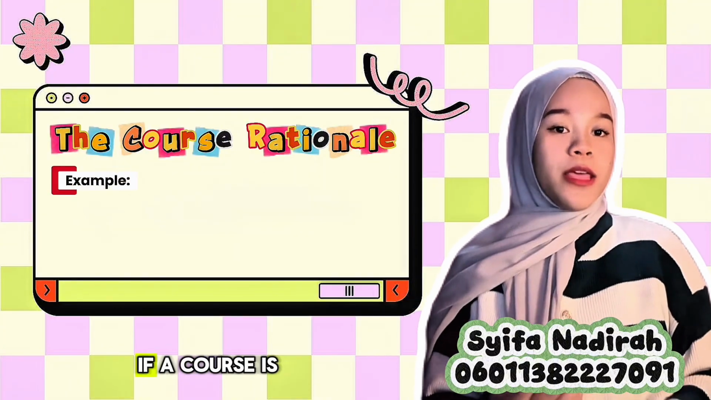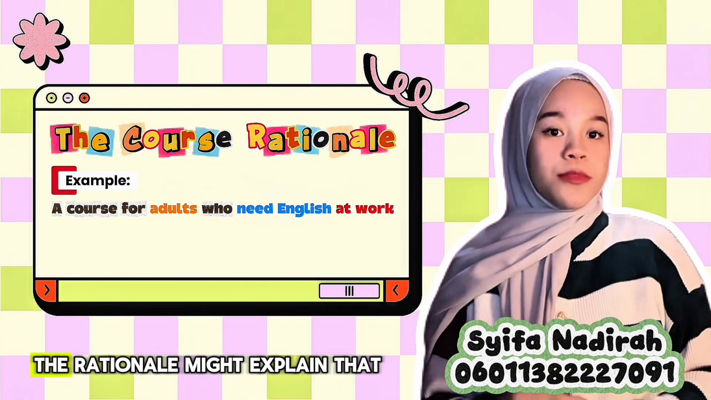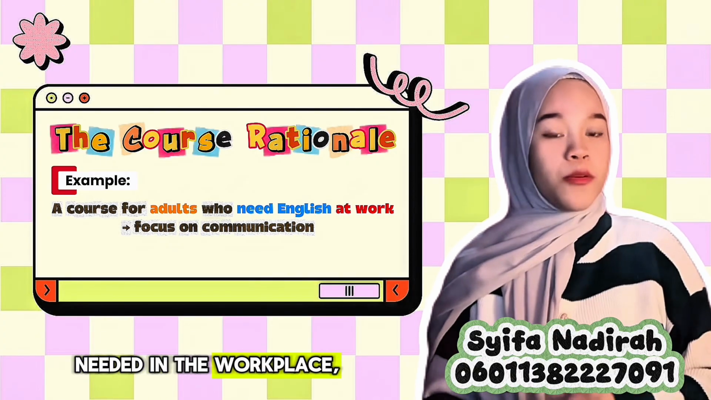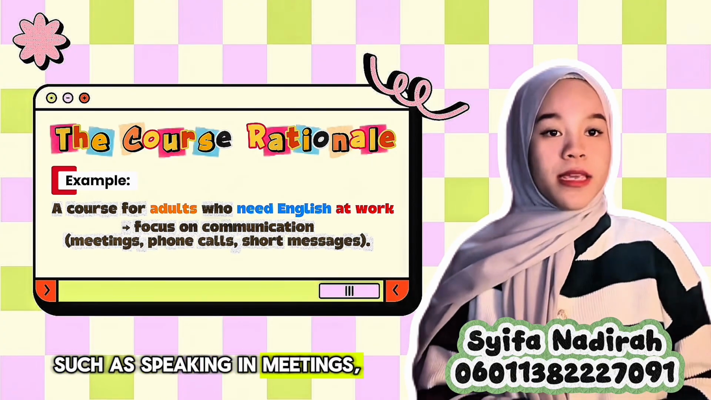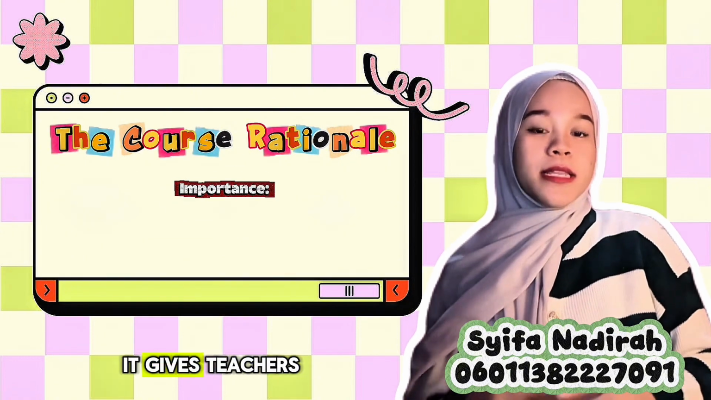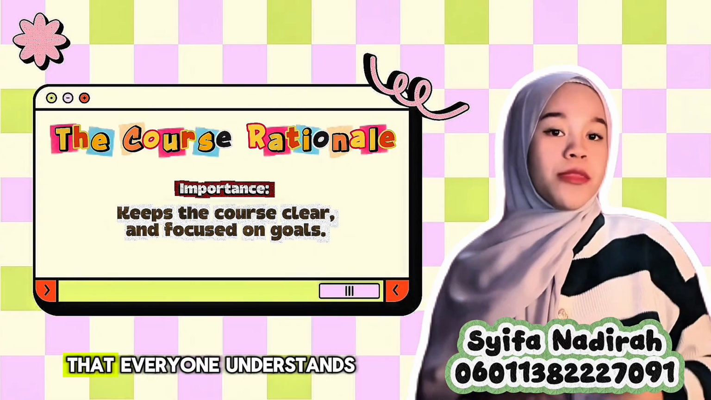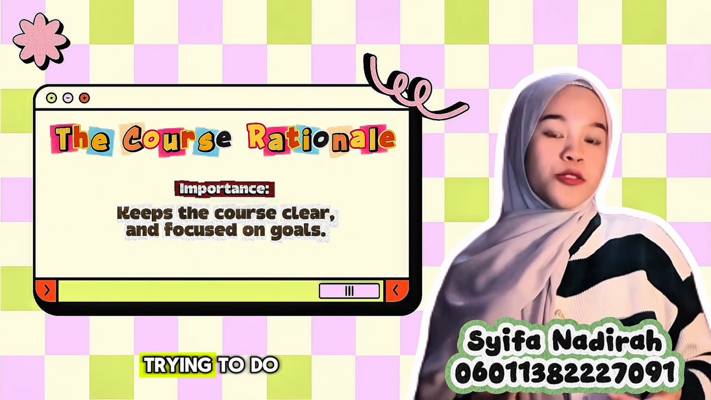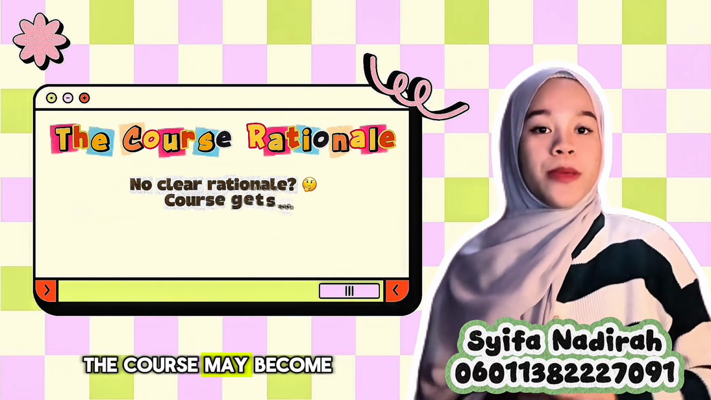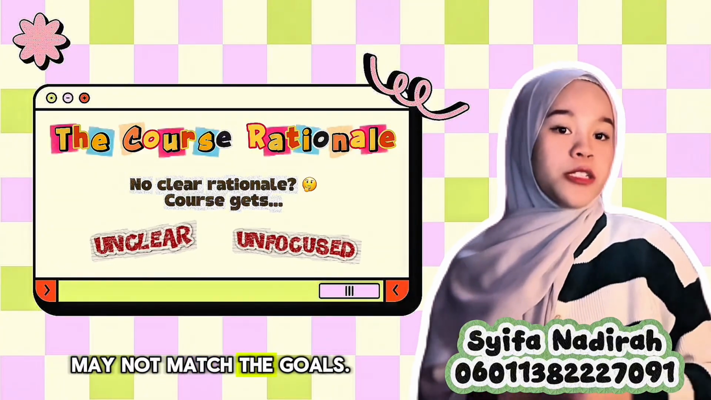For example, if a course is created for adults who want to improve their English for work, the rationale might explain that the course will focus on communication skills needed in the workplace, such as speaking in meetings, making phone calls, and writing short messages. This is important because it gives teachers and students a clear sense of purpose. It also makes sure that everyone understands what the course is trying to do and keeps the planning focused. Without a clear rationale, the course may become unclear or unfocused, and the teaching activities may not match the goals.